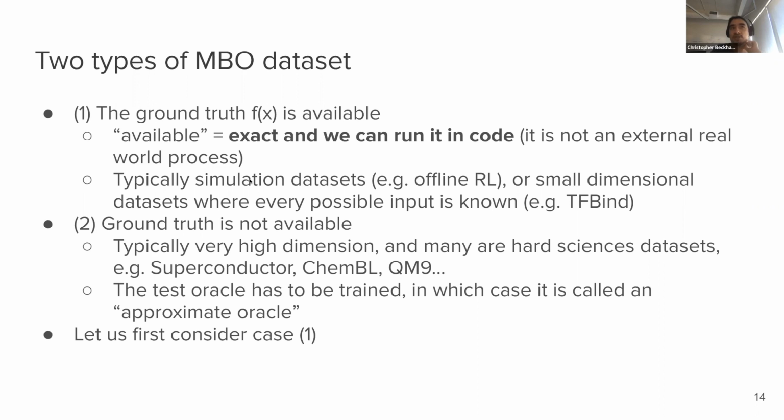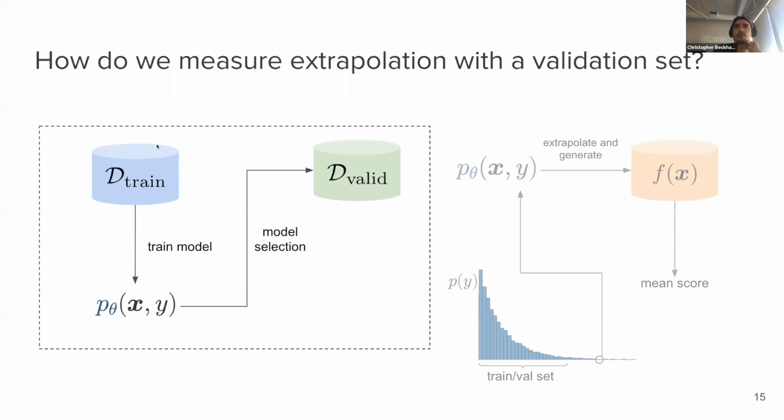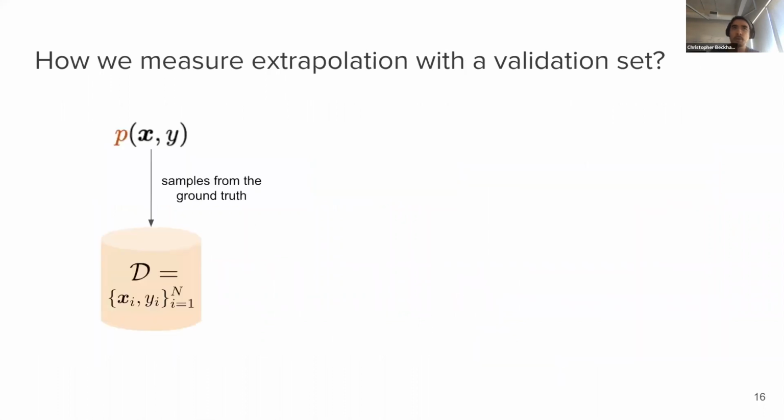But first, let us just consider the first case because it's convenient. And so really the question is, how do we measure extrapolation with a validation set? What I'm proposing is that if you have your data set here, the entire data set that you have for MBO, you can think of it as samples from this ground truth density, P of X and Y. And so what we can do is basically cut the data set based on some threshold gamma based on Y.